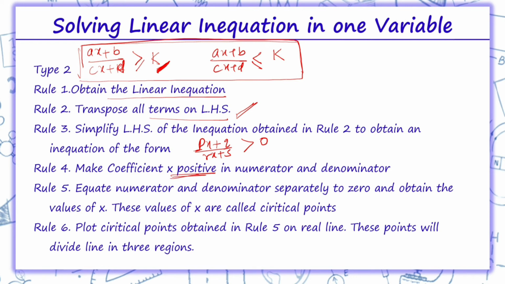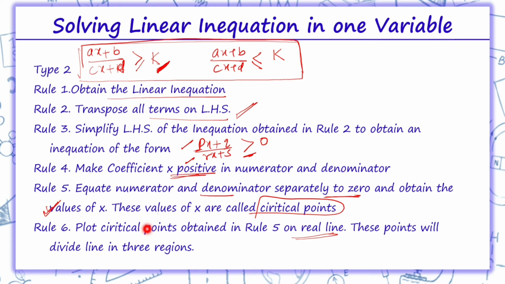So if you are making it positive, this sign will change. Then we'll equate this numerator and denominator separately to 0. We'll obtain the values of x. These values are called critical points. Then we'll plot critical points which are obtained over here on the real line.